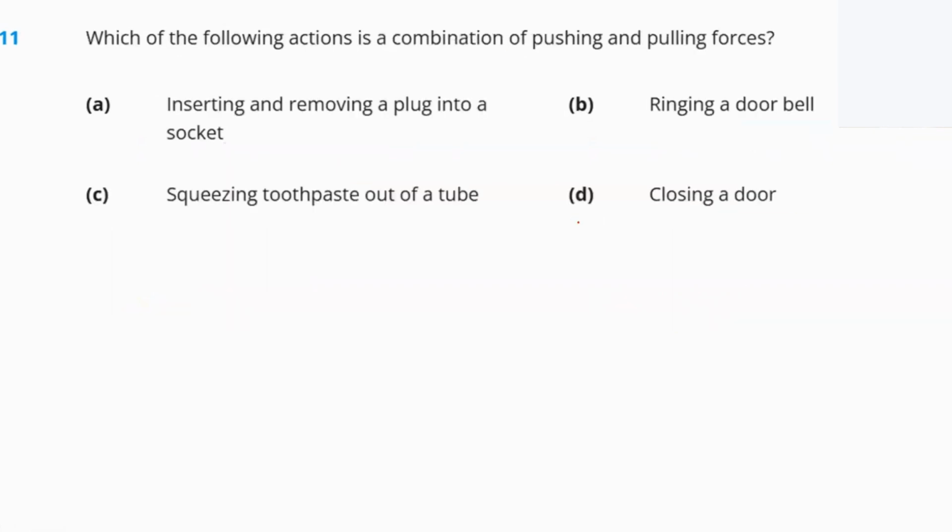Okay. Next. Which of the following actions is a combination of pushing and pulling forces? Inserting and removing a plug into the socket, ringing a doorbell, squeezing a toothpaste out of a tube, and closing a door. So if you notice carefully, inserting and removing the plug from a socket is a pushing and pulling force. Inserting is pushing, removing is pulling force. So option A is our right answer.